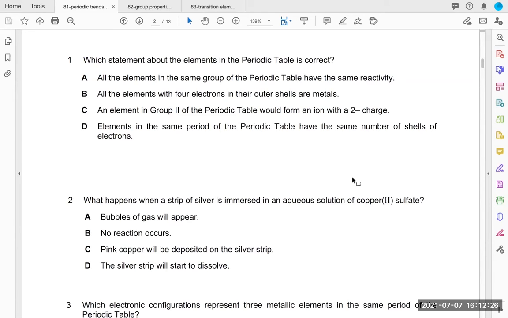All right. So all the elements in the same group have the same reactions, but they don't have the same reactivity. The ones that are bigger metals will react faster. The ones that are smaller non-metals will react faster. So this one is wrong.